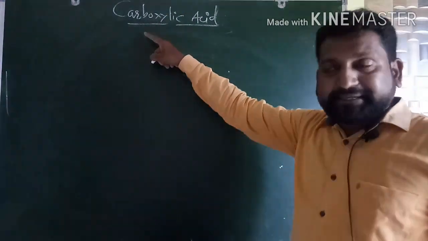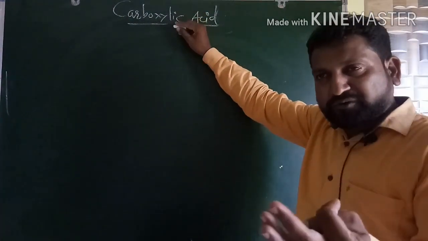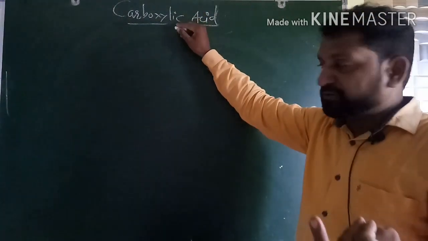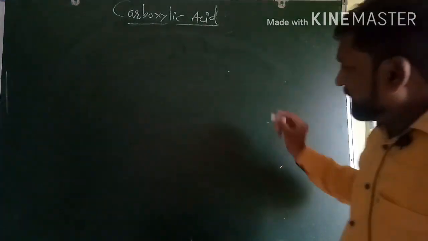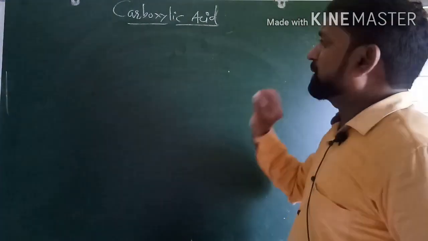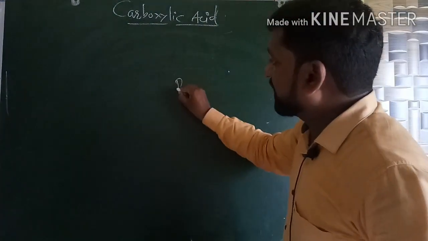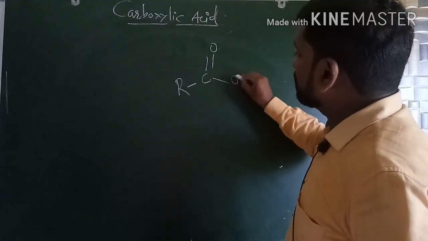In the case of aliphatic carboxylic acid, what have we seen? Monocarboxylic acid, dicarboxylic acid, tricarboxylic acid. In the aromatic case, we have seen this. Now everybody see here, if we go for the structure, the general functional group of the carboxylic acid is like this: R, C, double bond O, single bond OH.